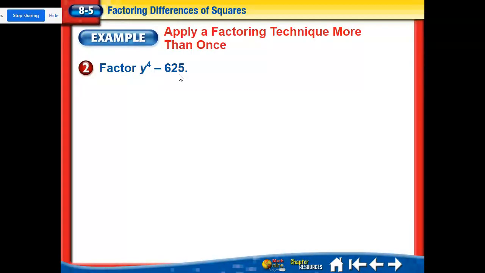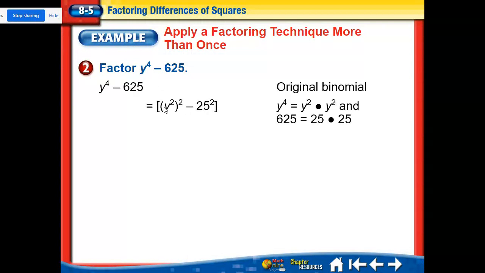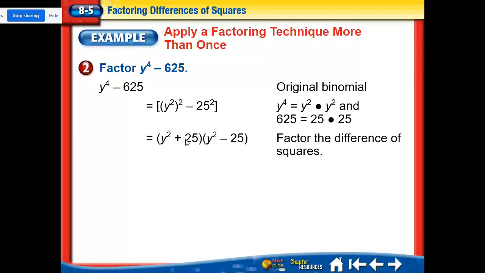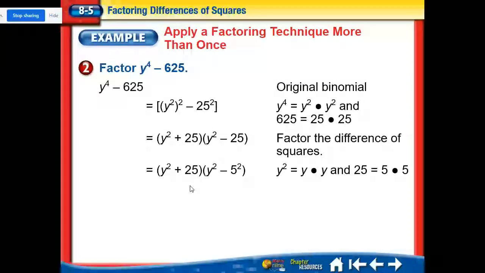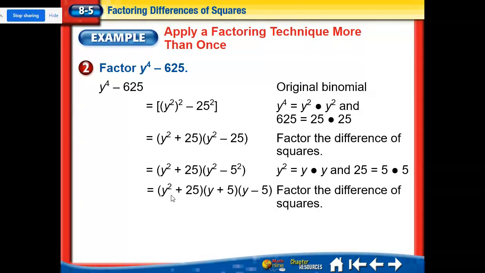How about this one? 625 actually has a square root of 25. Y to the fourth, the square root of that is just y squared. So I've got to write it as y squared plus 25 and y squared minus 25. And then a typical math team kind of question, this one here can get split up again. Notice that's still a difference of squares. This one's not, it's a plus, you can't split it. Only the difference of squares. So I can take this other one and split it again. So y squared plus 25 and y plus 5 and y minus 5. Kind of a little tricky problem there.